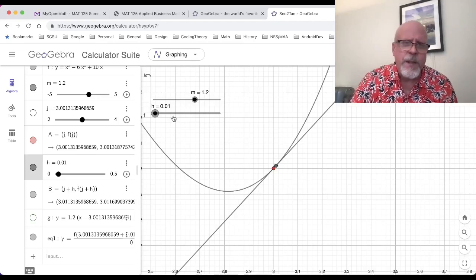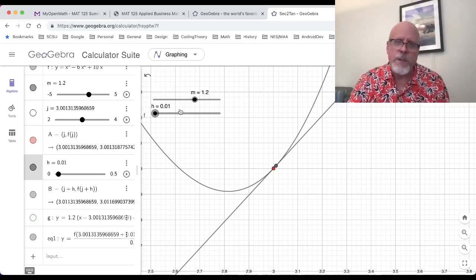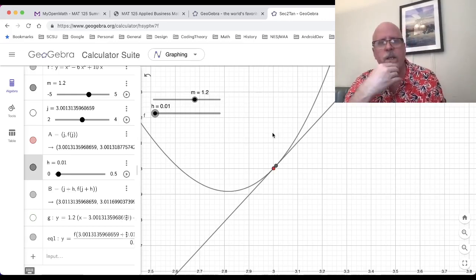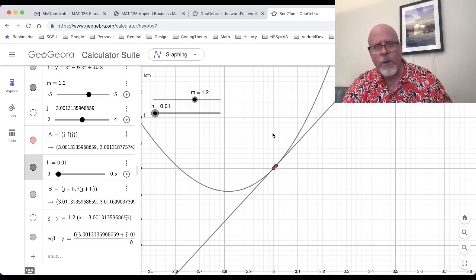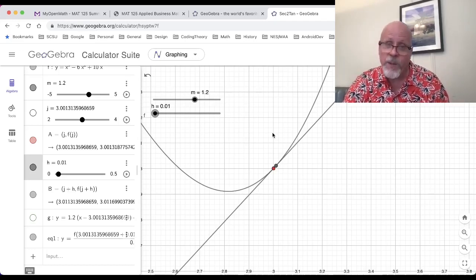But if I change the slider to go 0.001 as the minimum increment, I could get even closer. Well, that's the idea of a limit. And that's going to be the thing we attack in this first section: figuring out what's the value of a function at places where you can't actually evaluate the function.